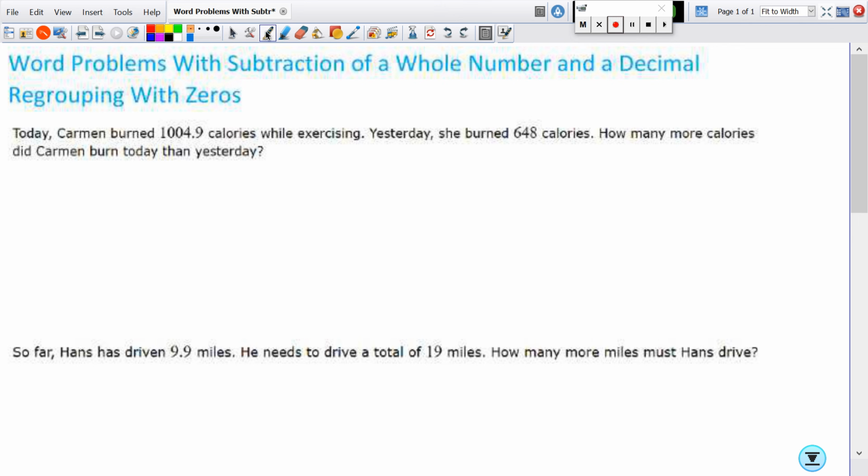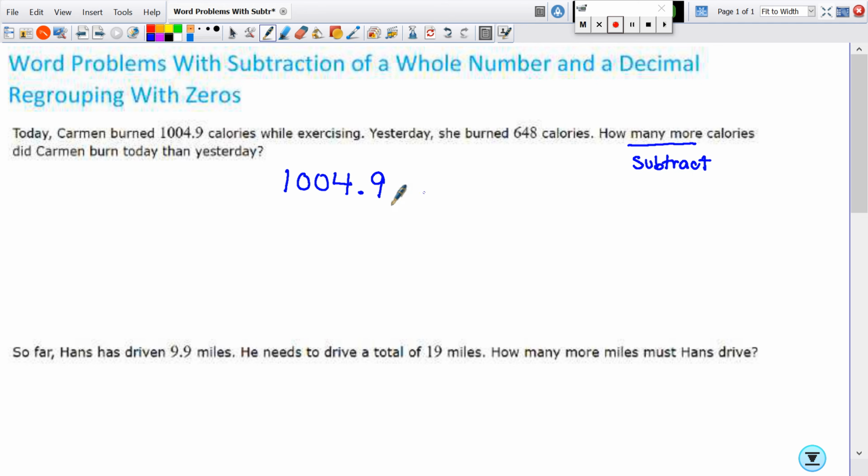Today, Carmen burns 1,004.9 calories while exercising. Yesterday, she burned 648 calories. How many more calories did Carmen burn today than yesterday? Anytime you have "how many more," you are going to subtract.